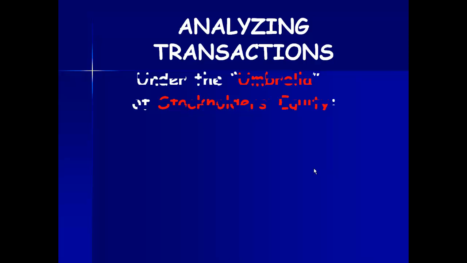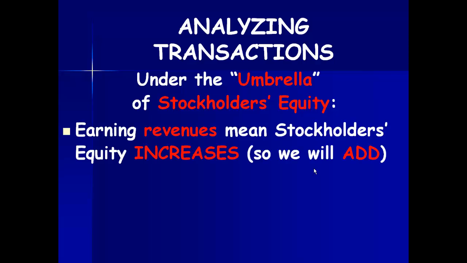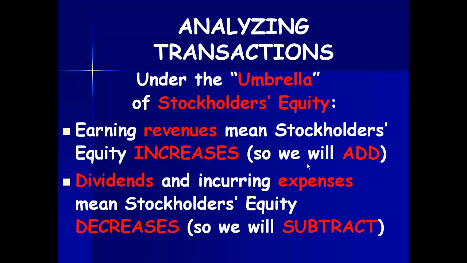One area that gets a little bit tricky here is how we handle certain items within stockholders' equity. We're going to consider stockholders' equity to be a big umbrella that includes some items that don't actually show in the stockholders' equity section of the balance sheet. That is revenues, expenses, and dividends. When we earn revenue, that makes the net worth or the equity of my business go up. Something's going up, it's increasing, so we're going to be adding. Dividends and expenses both make my stockholders' equity go down. So when we're showing these in our forms with the columns, we're then going to have to subtract them.